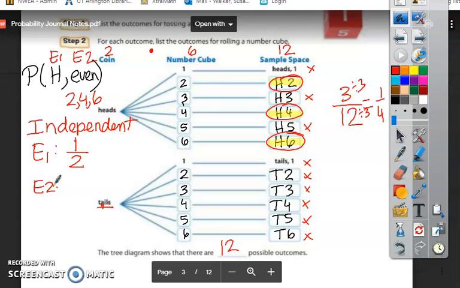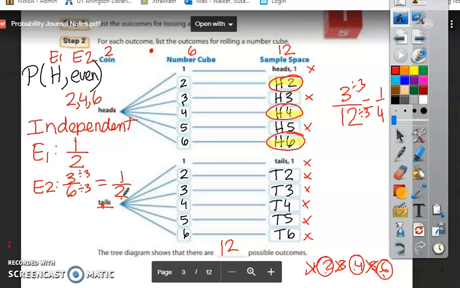I'm going to do it down here. 1, 2, 3, 4, 5, 6. Of these, which ones are even? Nope. Yep. Nope. Yep. Nope. Yep. So even is 2, 4, 6. How many numbers are even here? 3 out of 6. Now, one thing I know here is that this will simplify by 3. So I'm going to divide by 3. 3 divided by 3, 6 divided by 3. And then, guys, we do E1, E2, multiply.